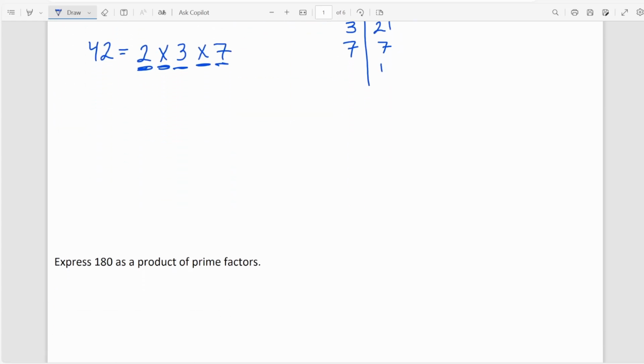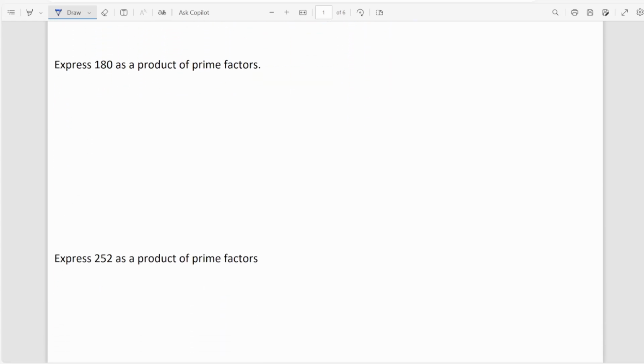Okay, now let's take a look here. Express 180 as a product of prime factors. So again, I will draw my table. I will write 180 over here and start dividing. If you don't remember your primes in your head, you can just write them really quickly on the side. 2, 3, 5, 7, 11, and so on. All right, you're probably not going to need more than those.